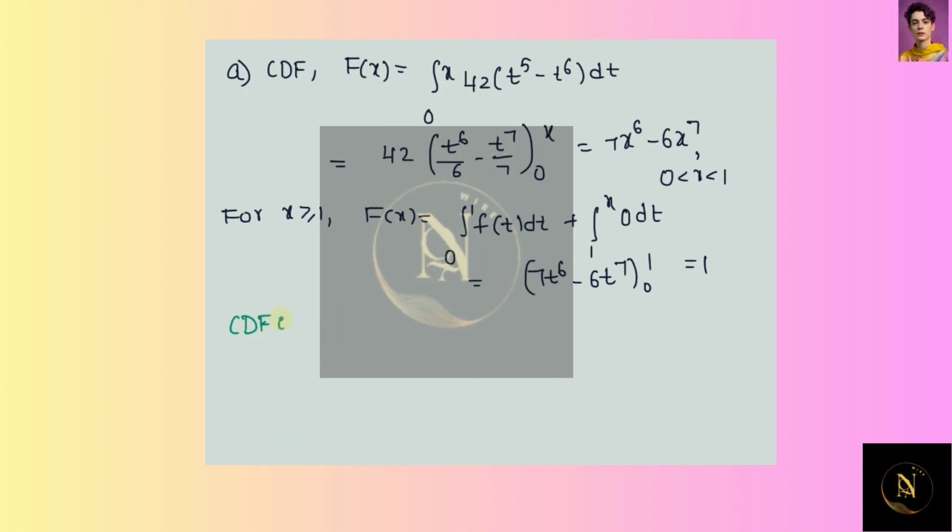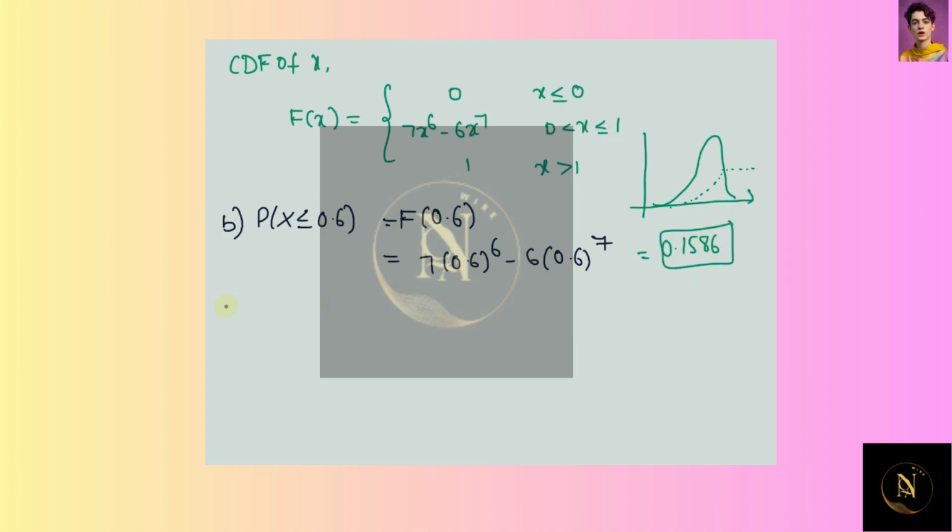CDF of x. Capital F of x is equal to 0 for x less than or equal to 0, and 7x^6 minus 6x^7 for 0 less than x less than or equal to 1, and 1 for x greater than 1. So this is the required CDF. The corresponding graph will be on the x and y axis. So here the graph is drawn, and from here the points are plotted.